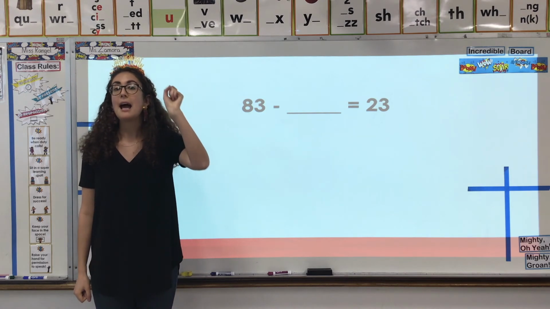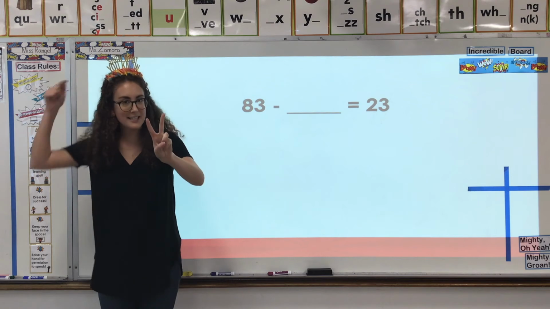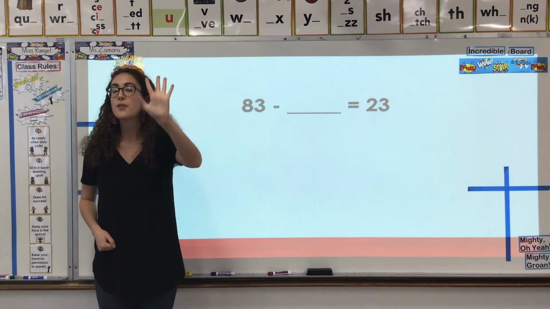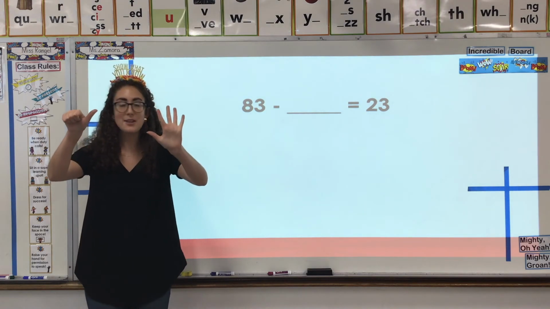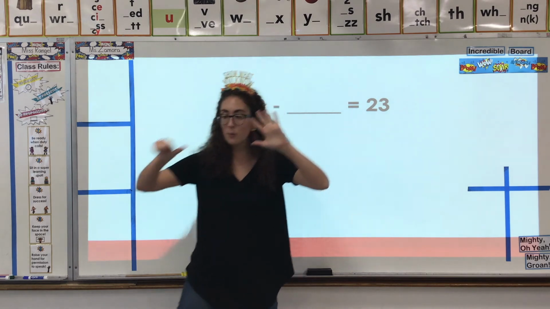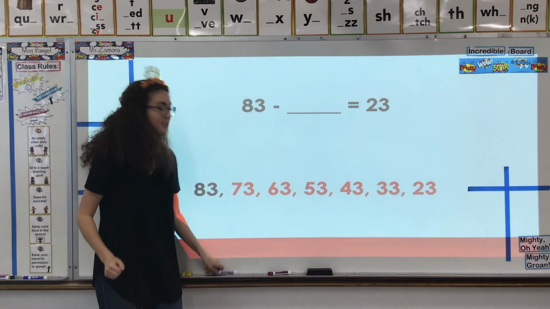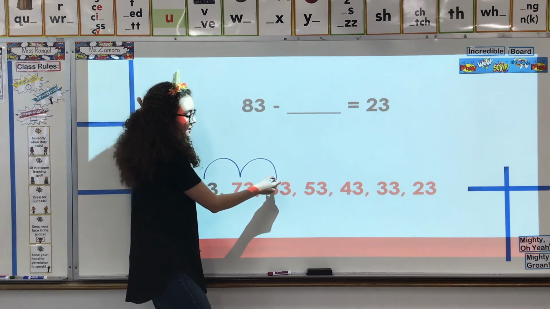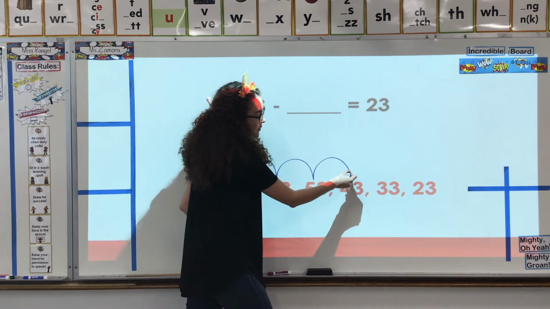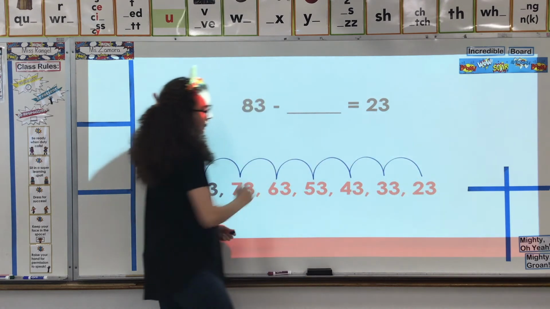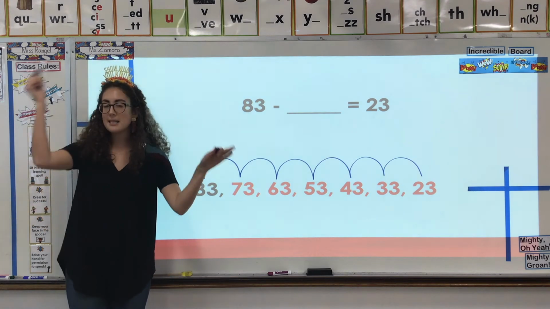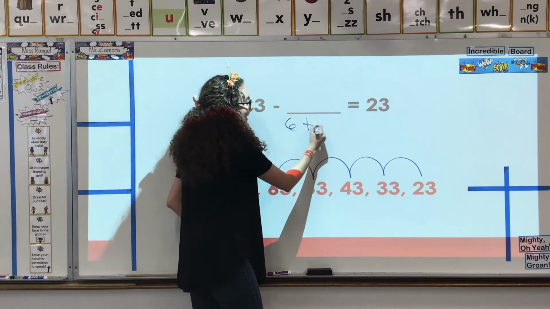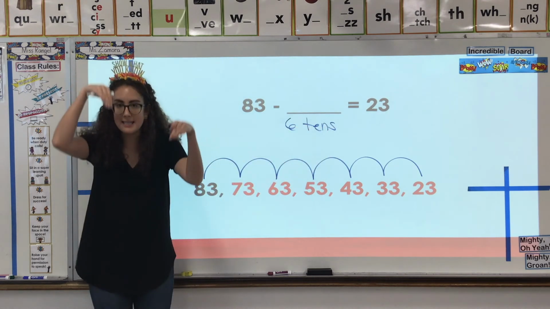We would have 73, 63, 53, 43, 33, 23. That's it. That's where we stop. 23. So how much did we count, Super Scholars? How many tens? 73, 63, 53, 43, 33, 23. How many tens down was that? 6 tens. We counted 6 tens down.